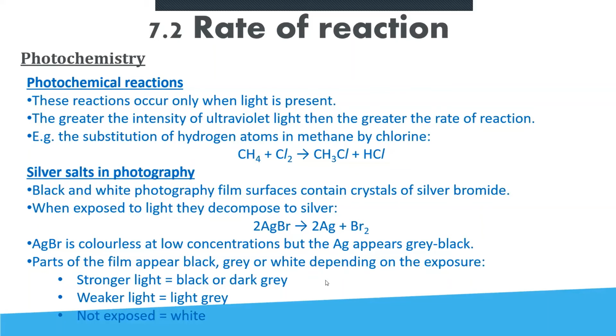So stronger light means the film will appear more black or dark gray. Weaker light means it will be more light gray. If it is not exposed, it will be totally white. This is the idea black and white film was first based on. It's from the chemical silver bromide. When it is exposed to the light, the intensity of the black and white it produces differs. Any questions so far?